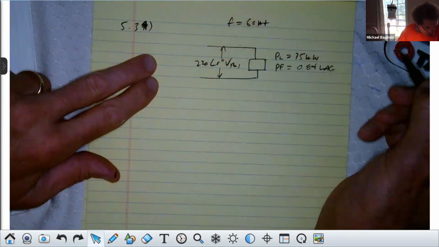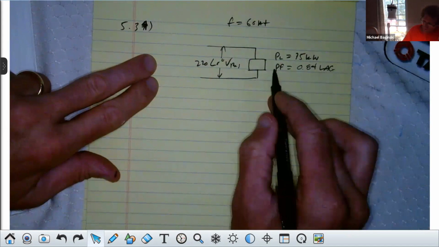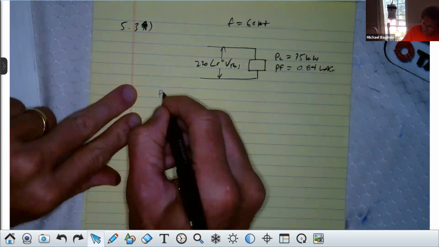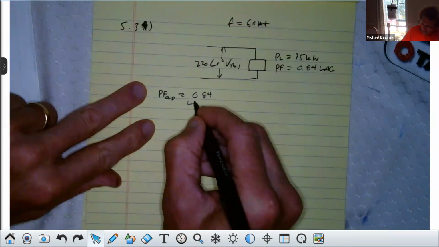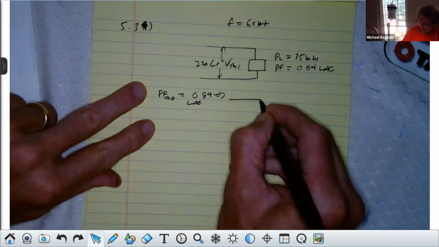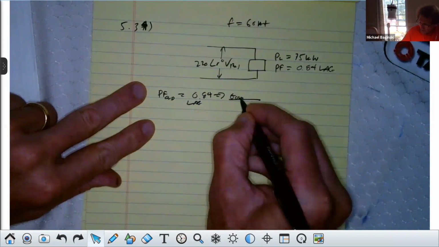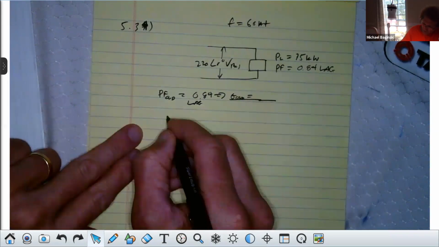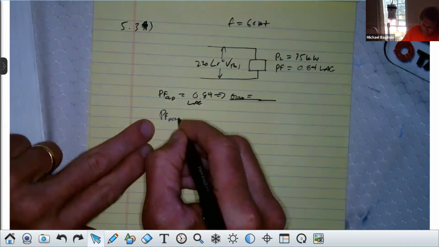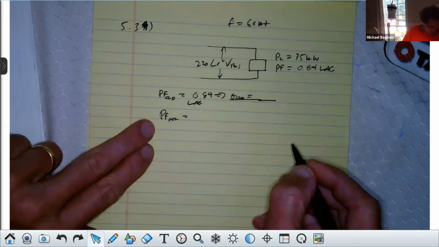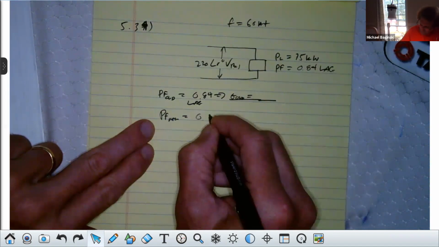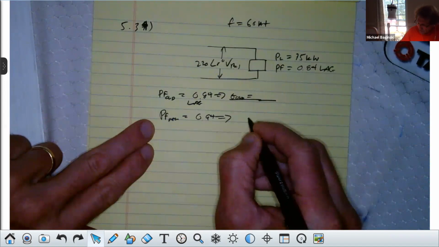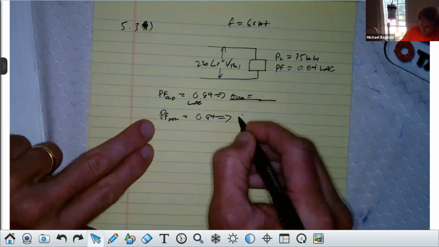Determine the value of the capacitance which, when placed in parallel with the load, will raise the power factor to 0.94. So this is the old power factor, PF old equals 0.84, and it is a lag, and that corresponds to a certain angle that we'll get. And they want a new power factor of 0.94, which corresponds to a new angle, right?